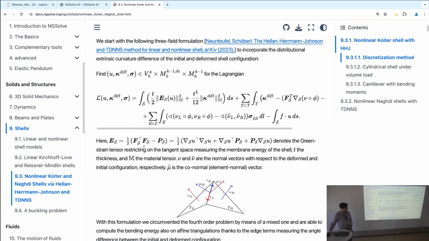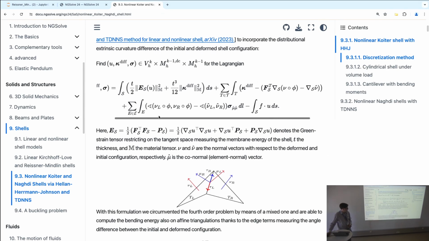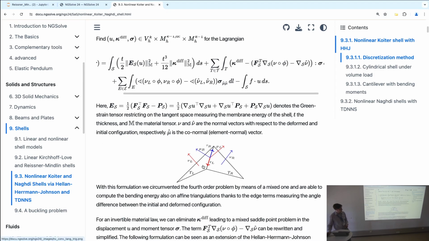Okay, one thing I didn't mention so far in the Kirchhoff-Love shell case especially is that it's not easy to have triangular affine geometry, because for the bending energy we have the derivative of the normal vector, but the normal vector on an affine triangulation is constant. So if we differentiate it, it's 0. And so the whole bending energy sits only on the jump of the normal vector on the edges. And so together with the classical bending energy, we also incorporate the jump of the angles of the normal vectors.